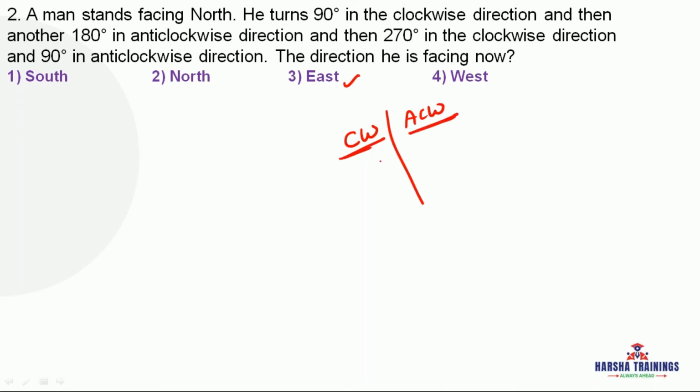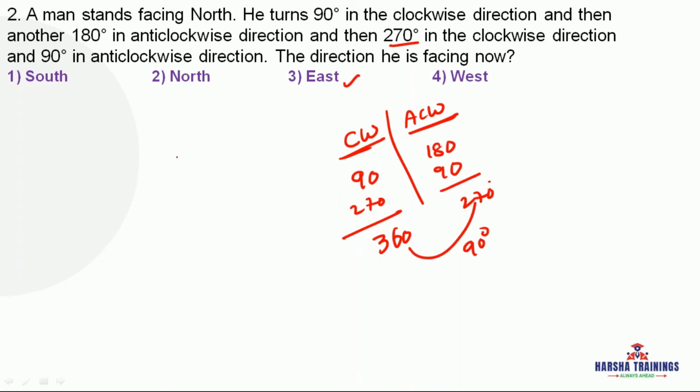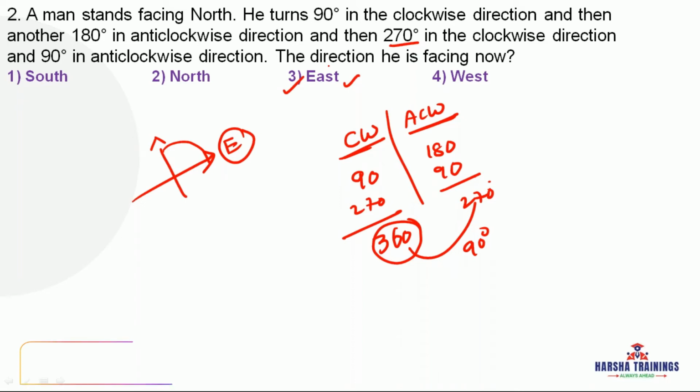Clockwise, anti-clockwise. Starting clockwise 90 degrees, and then 180 anti-clockwise, 270 clockwise, and 90 degrees anti-clockwise. Okay, the total clockwise sum here is how much? 360, and the total anti-clockwise sum is how much? 270. Difference is how much? 90 degrees. A person starting which direction? North side. So here the highest is clockwise direction. Okay, move on in the clockwise direction, 90 degrees. So what is the answer? East side. Yes, very good. Then the answer is east side. So is it clear, guys, all of you? Any doubts regarding this question?